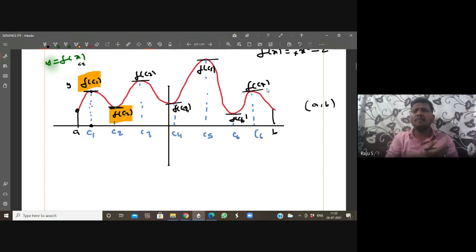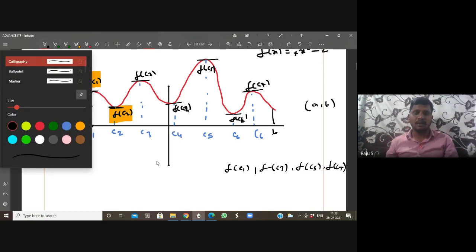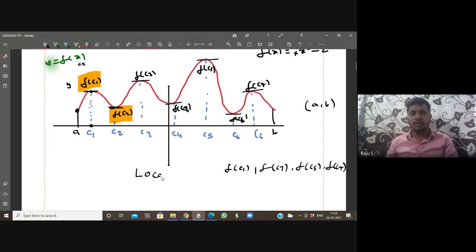Among all these, we have more than one minimum value and more than one maximum value. So f of C1, f of C3, f of C5, f of C7 will give maximum values. All these maximum values are called local maxima. Remember students, the name: local maxima. These are all local maxima.